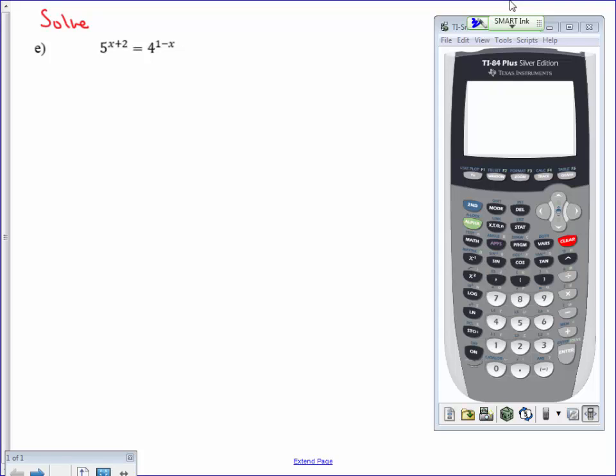Here we have an example of an exponential equation that we need to solve. Notice that the base on the left side is 5, while the base on the right side is 4. Since these two bases do not match and are not able to be made to match, then we must take logs of both sides in order to solve. So start this question by taking the understood log base 10 of both sides.